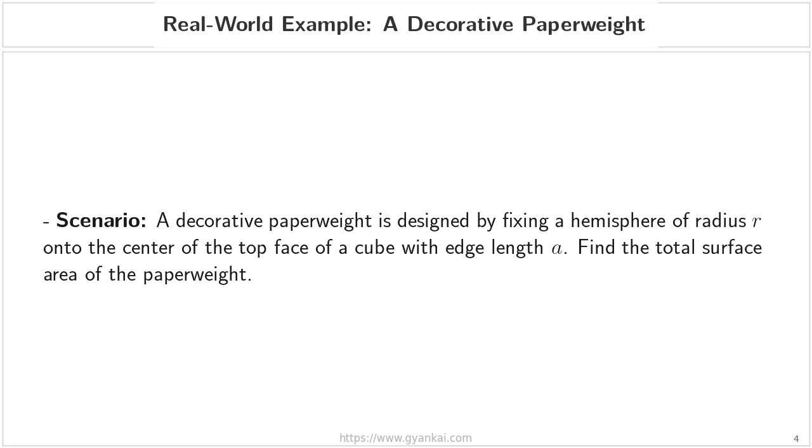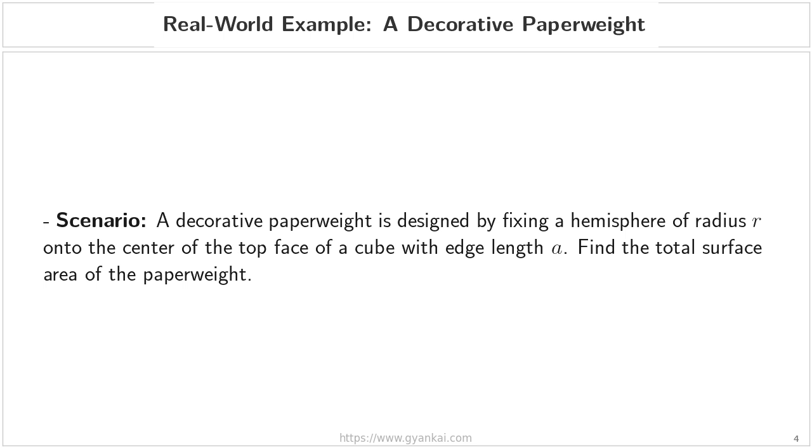Real-world example, a decorative paperweight. Now that we understand the theory behind the subtraction method, let's put it into practice with a real-world example. Imagine we are designing a decorative paperweight. In this scenario, we have a hemisphere with a radius of r, and it is fixed directly onto the center of the top face of a cube that has an edge length of a. Our goal is to find the total surface area of this new, combined object.